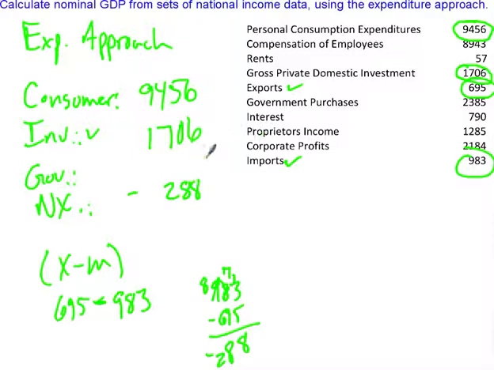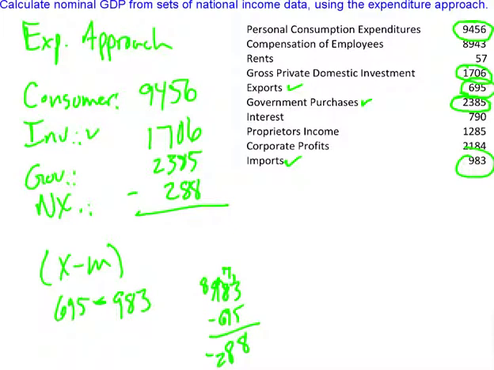Then we've got government purchases. Government purchases is right there. So it'd be 2385. And so these are the only numbers we need. Okay, we need to define the consumer spending, investment spending, government spending, and then finally net exports.